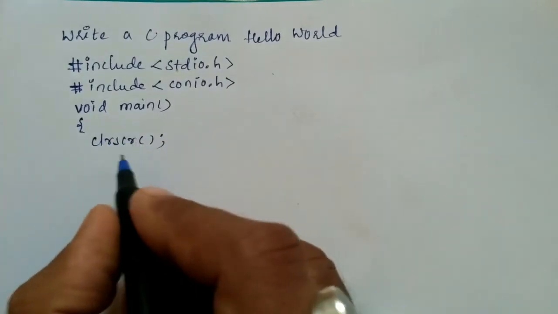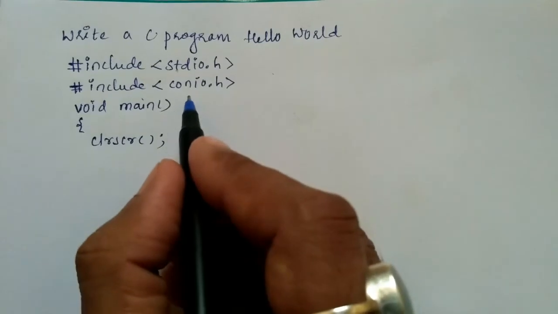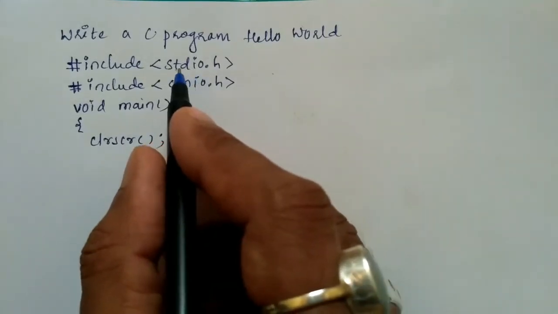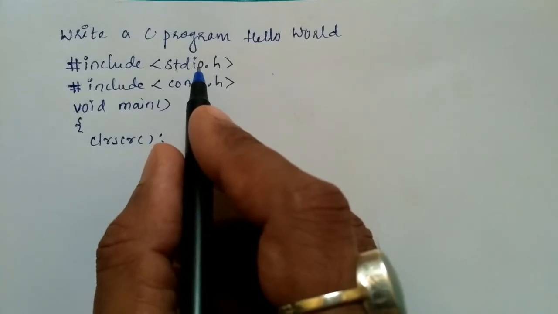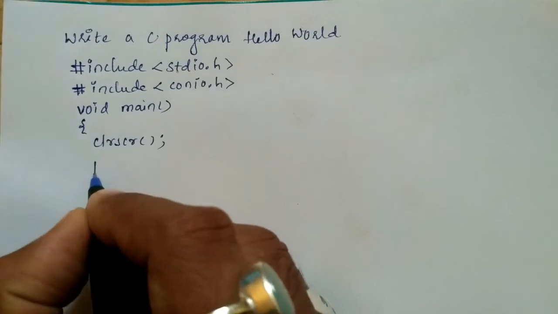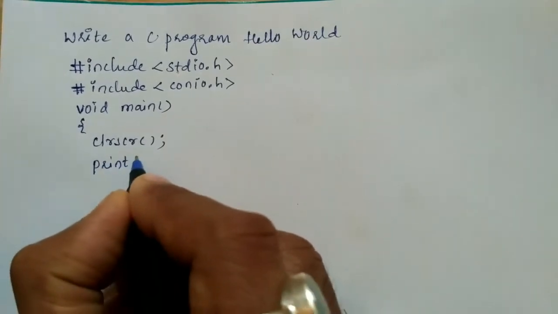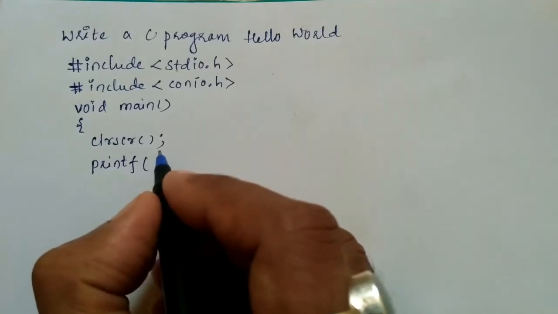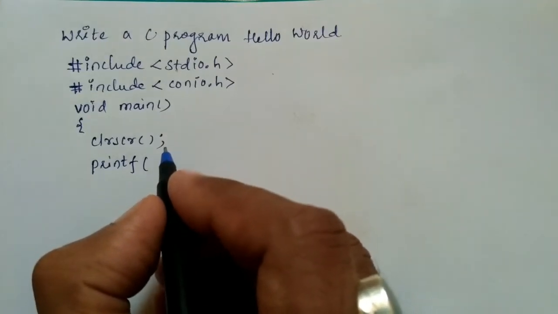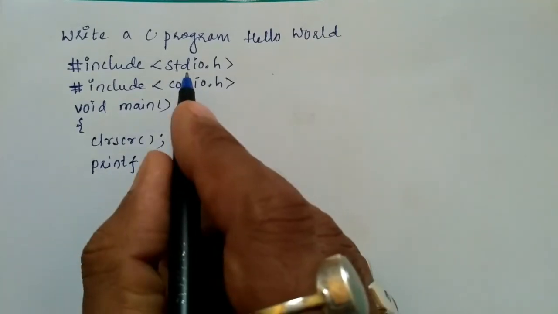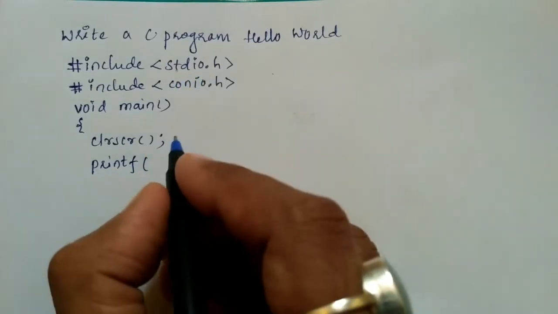So this is an inbuilt function which is present in the conio.h header file, and some of the functions which are present in stdio.h we are going to write now. Let us write printf. It is going to print whatever you write in double quotation marks as it is onto the output device, that is on the monitor. So this printf is a function which is present in the stdio.h header file.